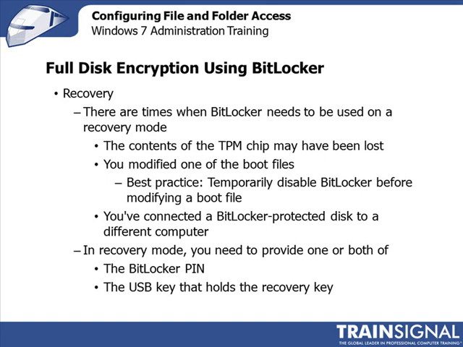Another case in which you'll need the recovery mode is if you've connected a BitLocker protected disk to a different computer. When you're in recovery mode, you need to provide one or both of the following: the BitLocker PIN or the USB key that holds the recovery key. Basically, in recovery mode, you're able to recover whatever key is being used to encrypt the contents of the hard drive. And that's the key factor here. It's the key that's used to encrypt the contents of the hard drive. Therefore, you still have to provide the authentication information, including the PIN and the USB key, and that's going to basically unlock the volume for your use.